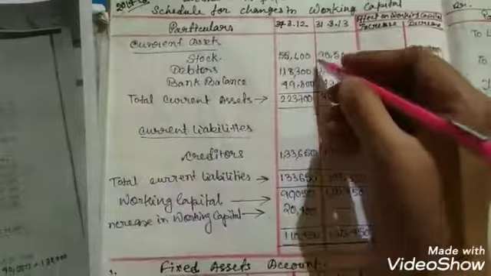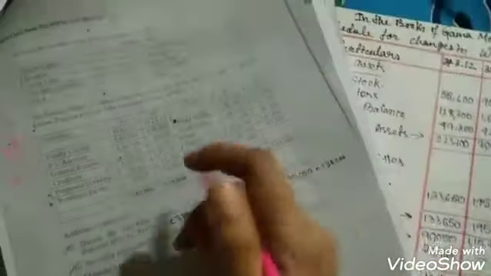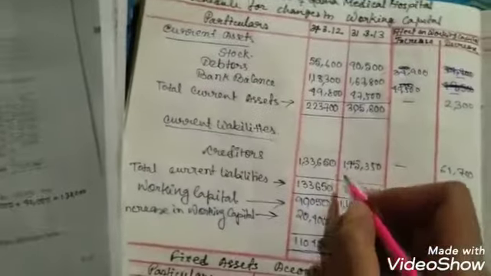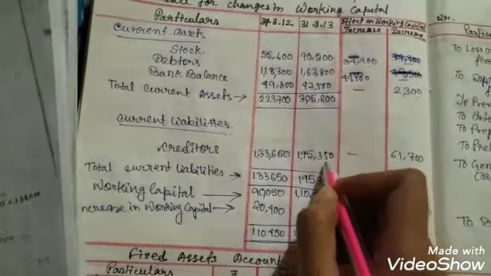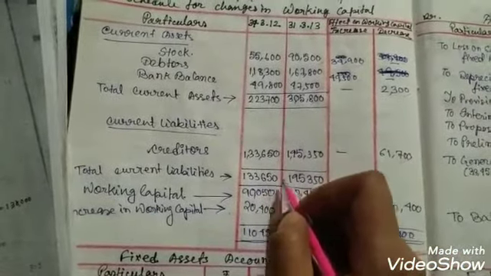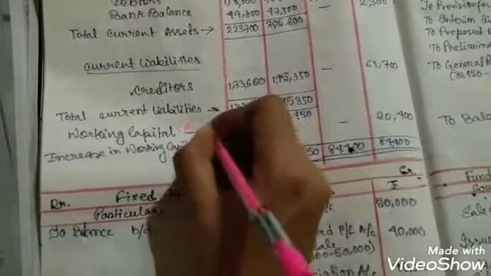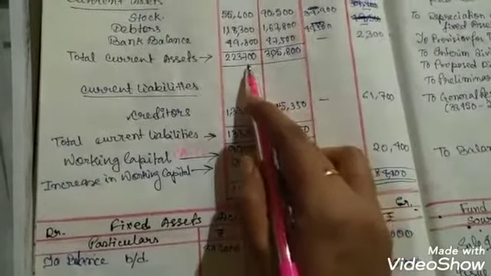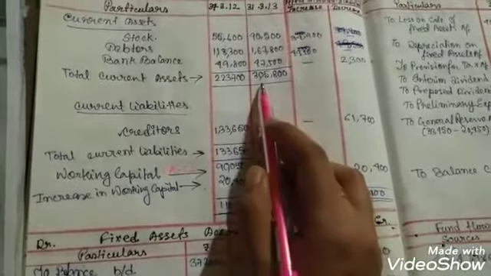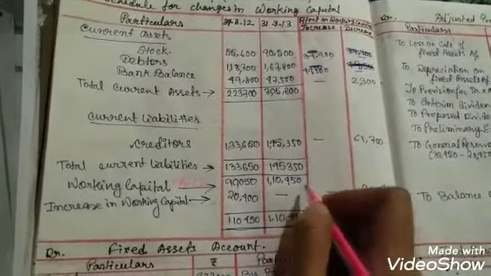Total current asset for 2012 and for 2013. Current liabilities, creditors amount is 1,33,650 and 1,95,350. Liability is increasing, so the working capital is decreased 61,700. Total current liabilities is 1,33,650 and 1,95,350. Working capital is current asset minus current liabilities. So 2,23,700 minus 1,33,650, it is 90,050. And for 2013, 3,05,800 minus 1,95,350, it is 1,10,450.